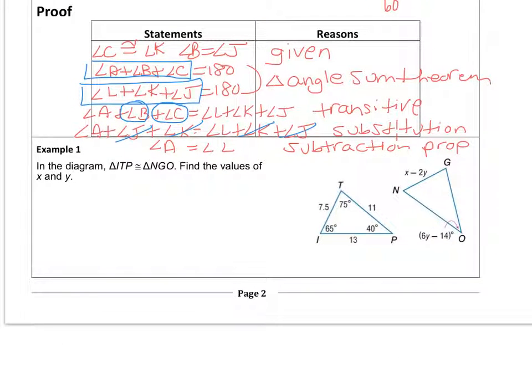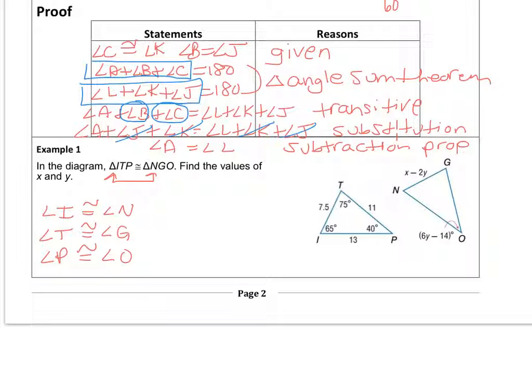Great. All right, in the diagram, we are told that triangle ITP is congruent to NGO. Now, before you do anything, I want you to just not even look at the diagram, if you will. Just trust the statement of congruency. We know that angle I is congruent to angle N. We know angle T is congruent to angle G. Angle P is congruent to angle O. And we know that just from that statement of congruency.